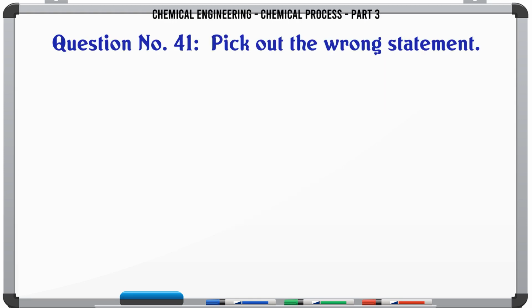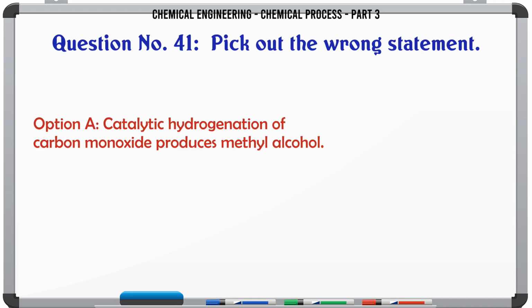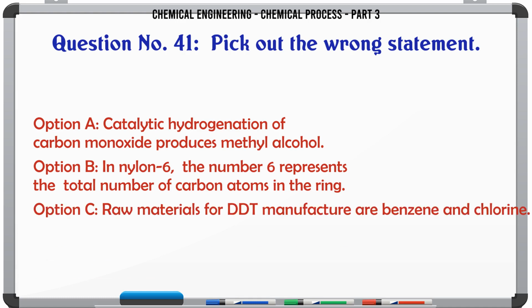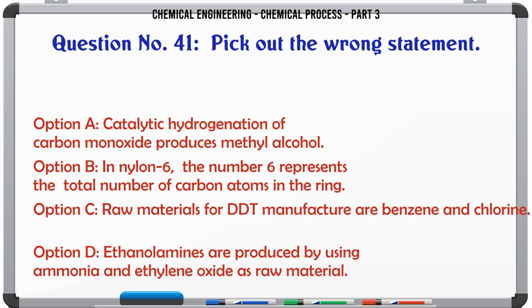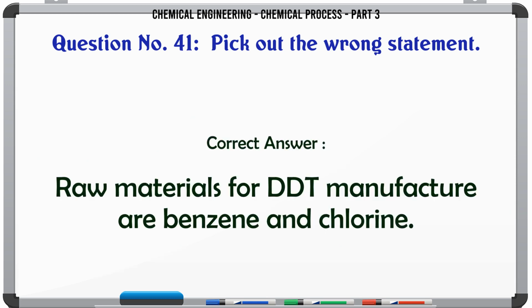Pick out the wrong statement. A. Catalytic hydrogenation of carbon monoxide produces methyl alcohol. B. In nylon 6 the number 6 represents the total number of carbon atoms in the ring. C. Raw materials for DDT manufacture are benzene and chlorine. D. Ethanolamines are produced by using ammonia and ethylene oxide as raw material. The correct answer is raw materials for DDT manufacture are benzene and chlorine.